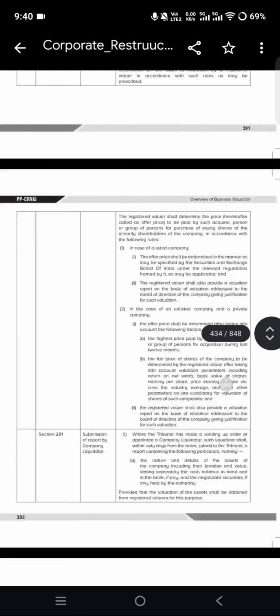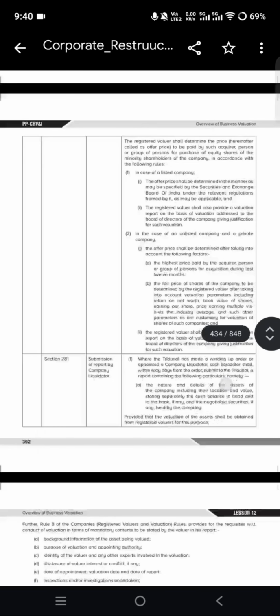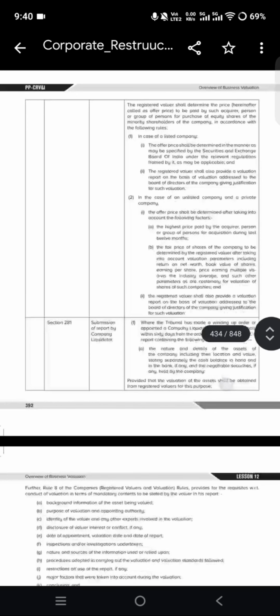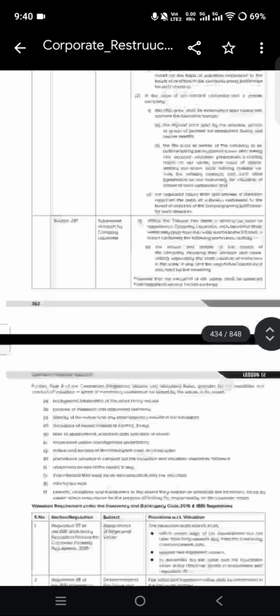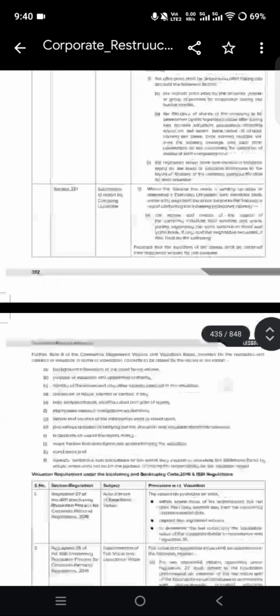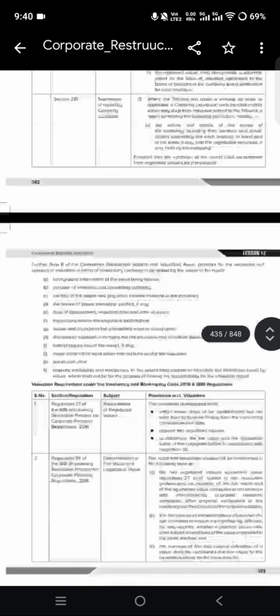days volume weighted average price of the related equity quoted on a recognized stock exchange preceding the relevant date, provided if the AOA prescribes a higher price, then higher only. No allotment shall be made either directly or indirectly to a QIB who is a promoter. So promoter means related, so for them no.